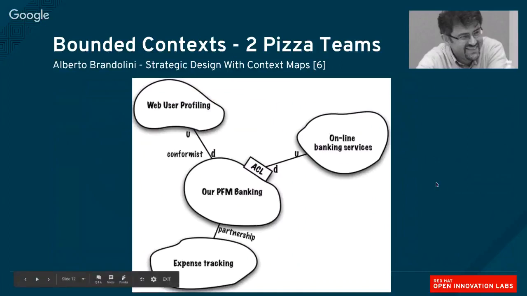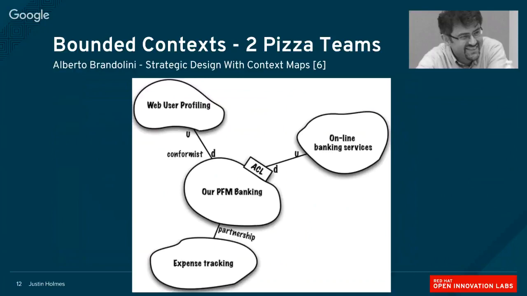Now, a single team could own multiple bounded contexts. So for instance, a single team might own both online services and web user profiling, but you can't have two different teams within the same context. And this is fundamentally important because what's going on inside of that context isn't just that we're writing software, it's that we're building a shared language about the concepts that live in that context. And as we build shared language, it's really important that we know who's on our team because we're going to be building that language with them. And if we introduce a new team, it's going to start to muddy the language that we're building.